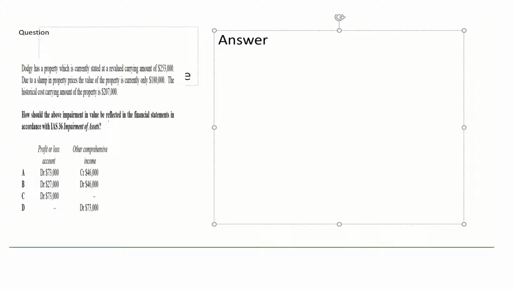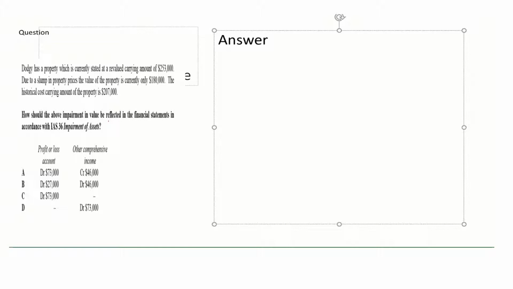Now read this question. .g has a property which is currently stated at a revalued carrying amount of 2,53,000. Due to a slump in property prices, the value of the property is currently only 180,000. The historical cost carrying amount of the property is 2,07,000. How should the impairment in value be reflected in the financial statements in accordance with impairment of assets?